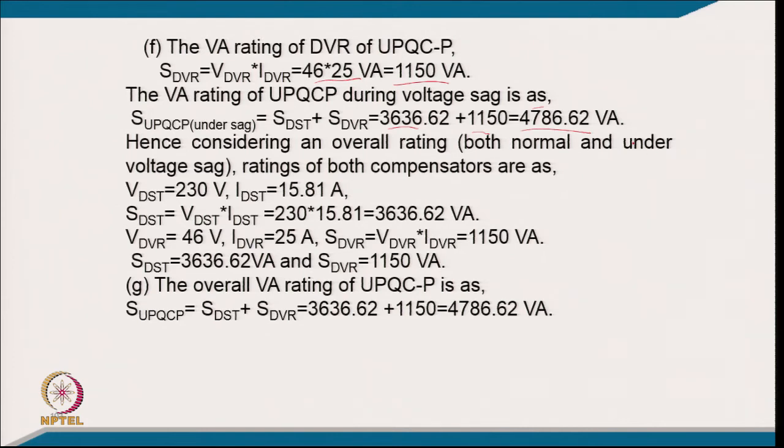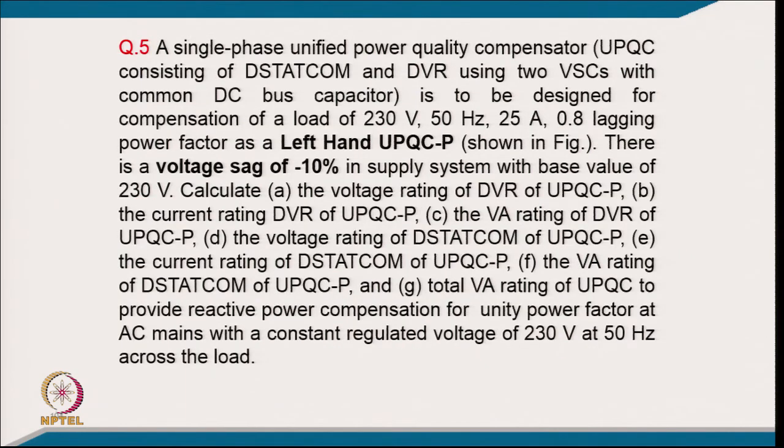Hence, considering the overall rating, both normal and under voltage sag, of both compensators: the D statcom is 230 volt with 15.81 ampere, so its rating is 3636.62 VA, and the DVR is compensating for 46 volt with a current of 25 ampere, so the DVR rating is 1150 VA. The overall rating of the UPQC is the DST plus DVR, that is 3636.62 plus 1150, so it becomes 4786.62 VA.